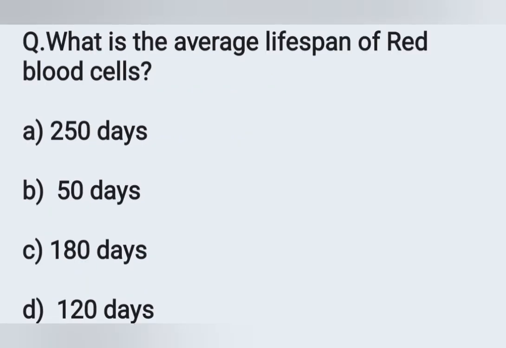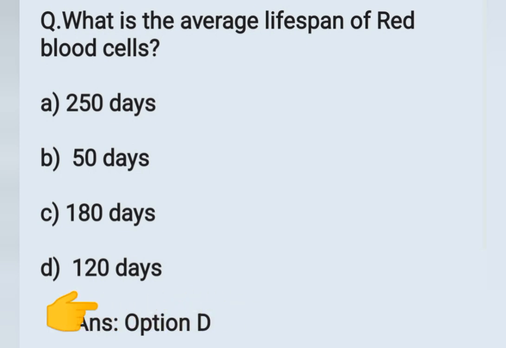And the next question is a very easy question, a direct question. What is the average lifespan of red blood cells? Options. Option A 250 days, option B 50 days, option C 180 days, option D 120 days. The average lifespan of RBC is 120 days. Option D is the correct answer.